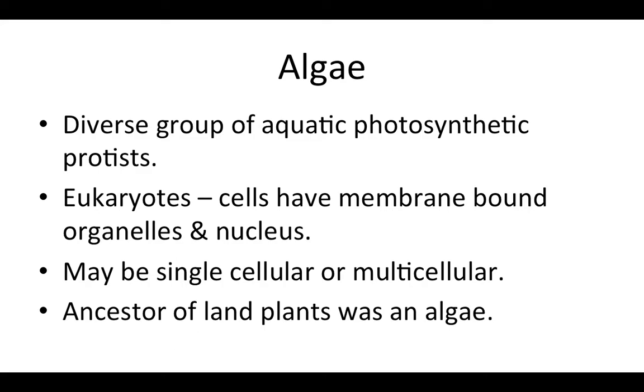We will start with algae. Algae are a diverse group of aquatic photosynthetic protists. Algae are eukaryotes. We've already talked about this term. Remember, this means that the cells have membrane-bound organelles, including a nucleus where the DNA is. Algae can be single-cellular or multicellular, as we alluded to earlier, and we will talk about both. And the ancestor of land plants was an algae, which makes it relevant to what we are talking about.